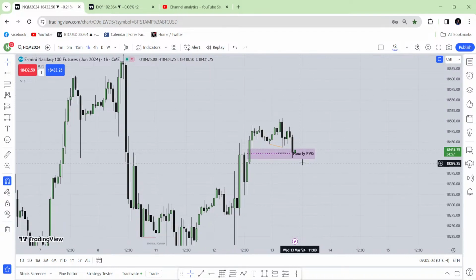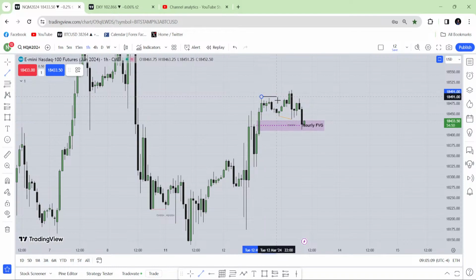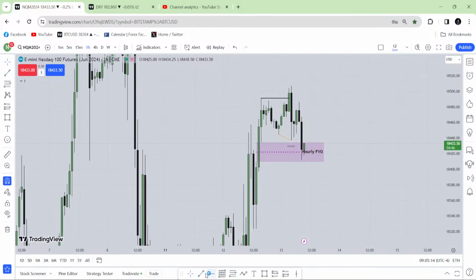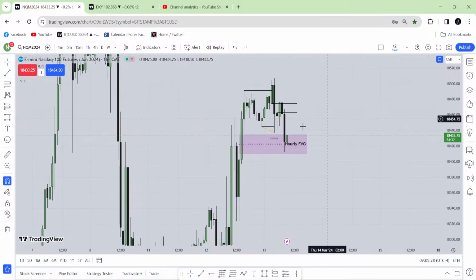I want to see the market go higher. Instead of that, I'm seeing it this way. Let me actually mark it. The market has taken this buy side liquidity. After taking that buy side liquidity, there is the market structure shift here. This is the market structure shift. This is the fair value gap from the hourly chart. So this candle low and that candle high. Okay, so this is the fair value gap, and this is the order block.